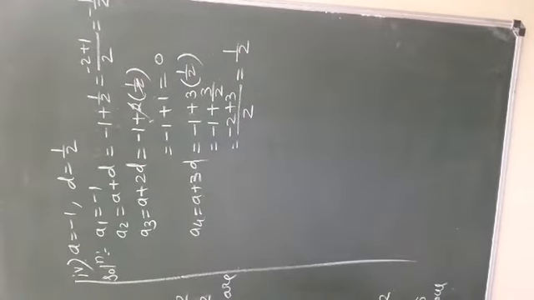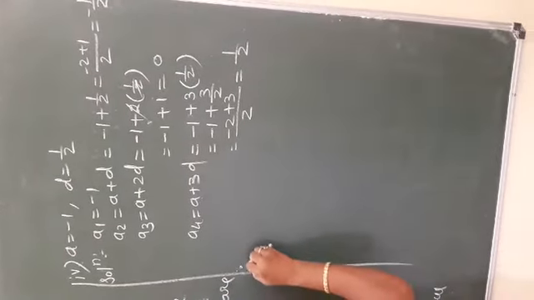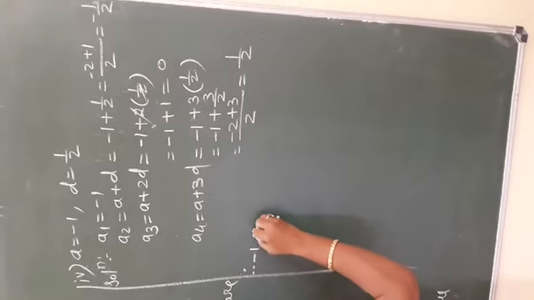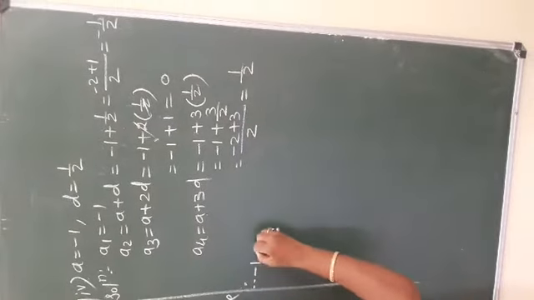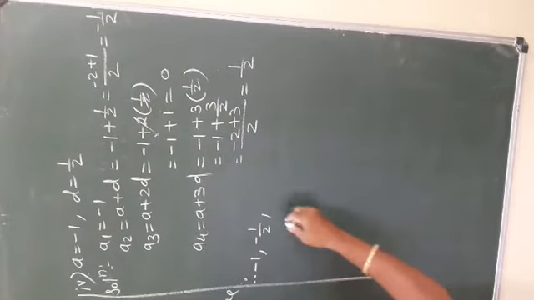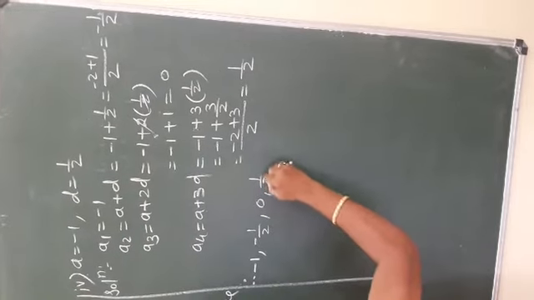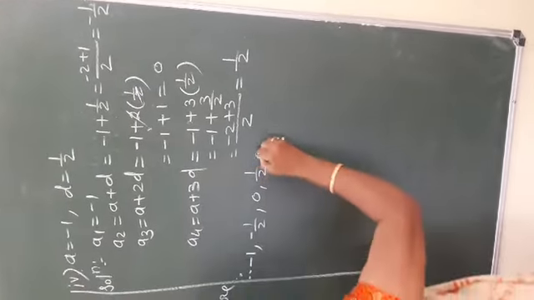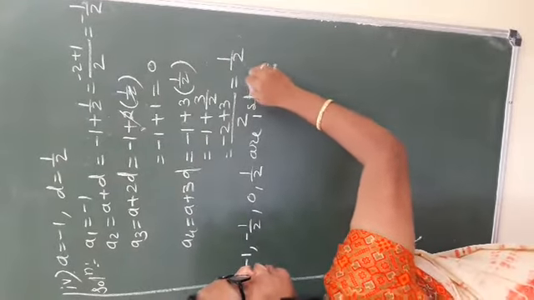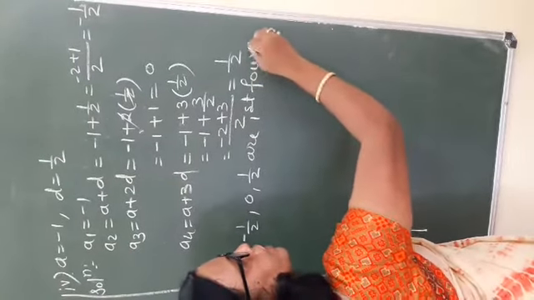So which are the first four terms? Therefore -1, -1 by 2, 0, 1 by 2 are the first 4 terms of an AP.